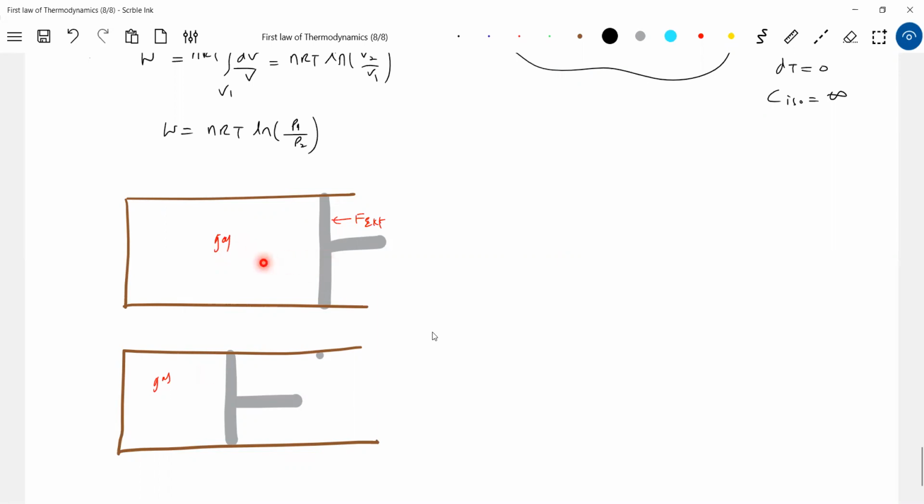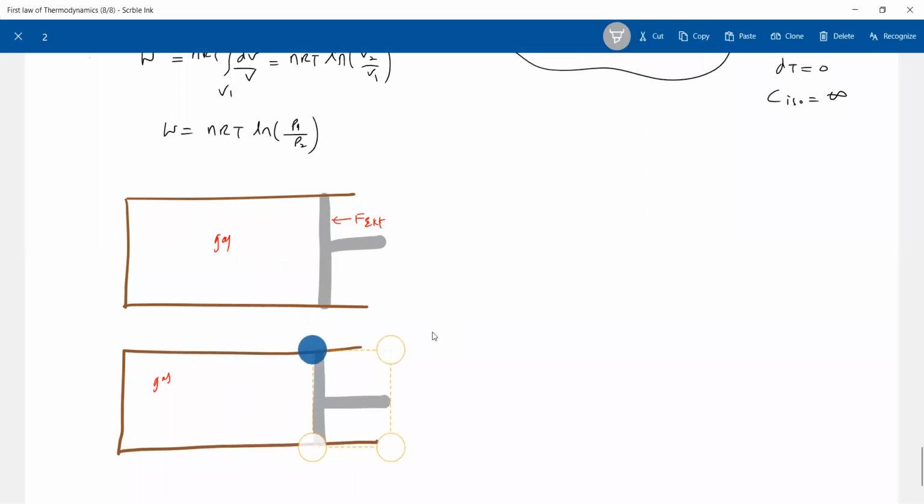If I move the piston gradually, it's isothermal. If I move the piston suddenly or rapidly, then it's not isothermal. If I move the piston gradually like this, then what is it? Isothermal. If I move suddenly, then the gas will not get sufficient time to exchange heat. The temperature of gas will change, so it cannot be an isothermal process. Able to understand? So even how the piston is moved plays a very, very important role.